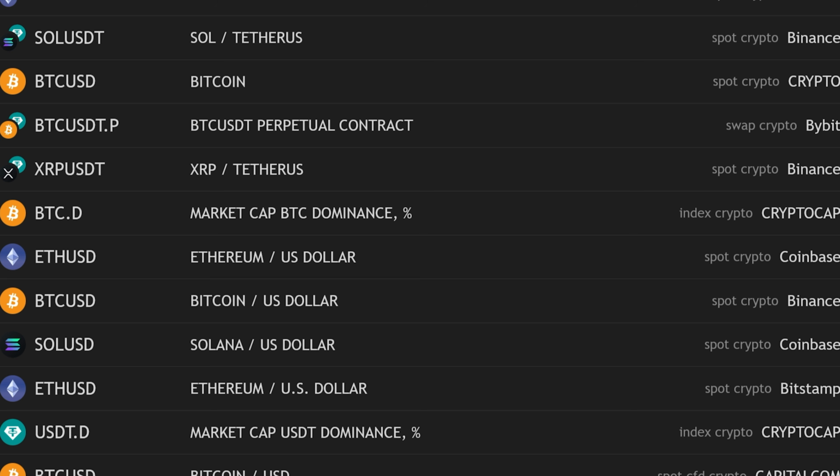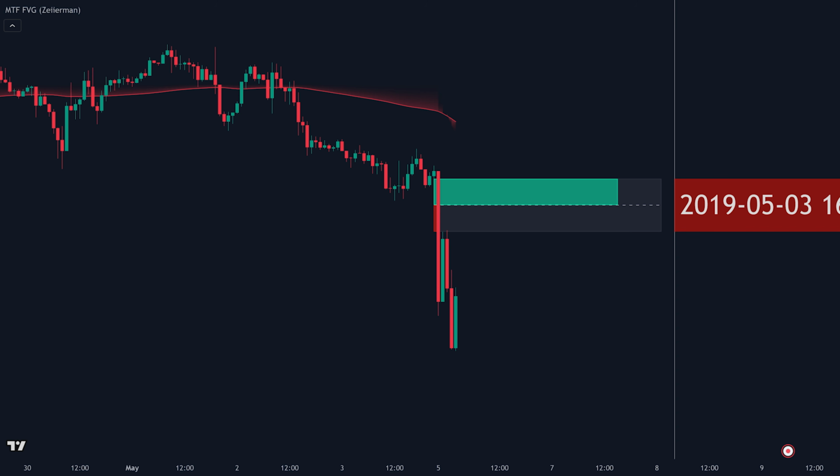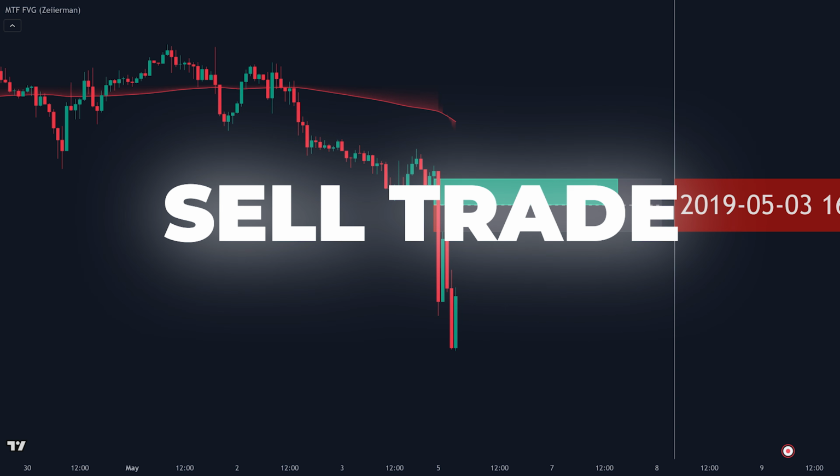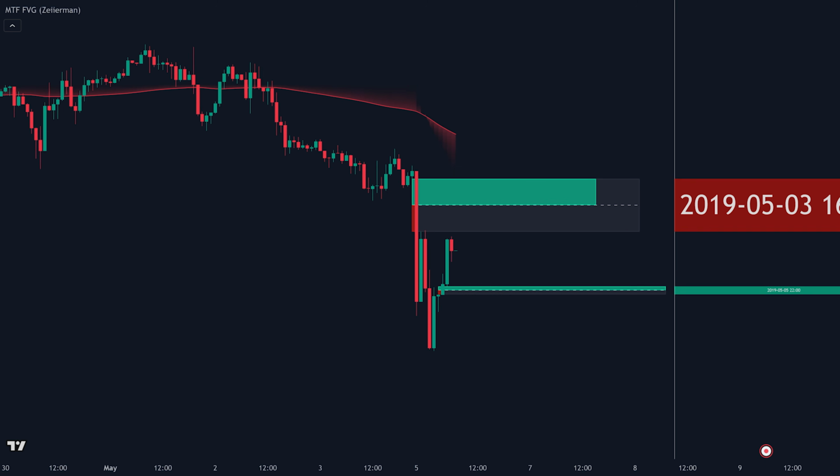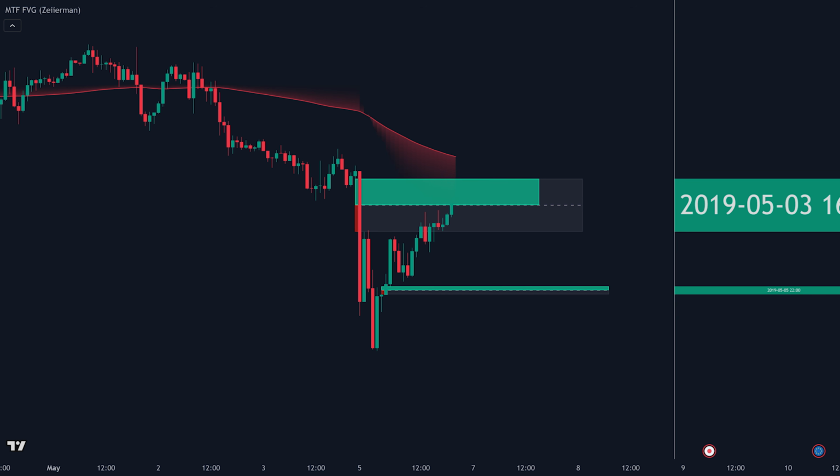Let's switch to the Ethereum chart to look for more trades. Sell trade setup. Here, we have a bearish fair value gap formed after a strong move down. The gap hasn't been filled, so it's still valid. We wait for price to pull back into the gap, ideally around the 50% level. The trend line is also red, confirming a downtrend.